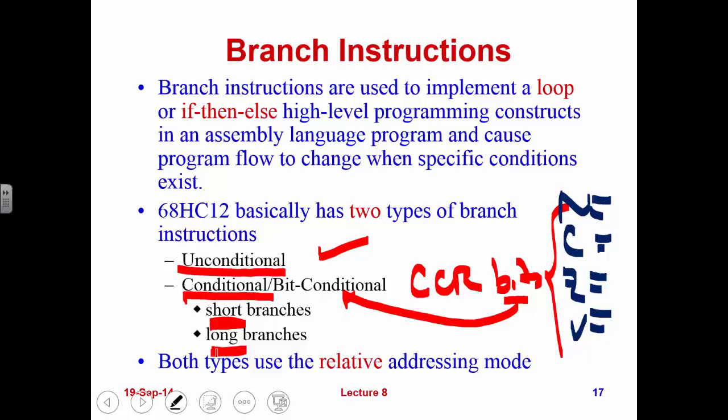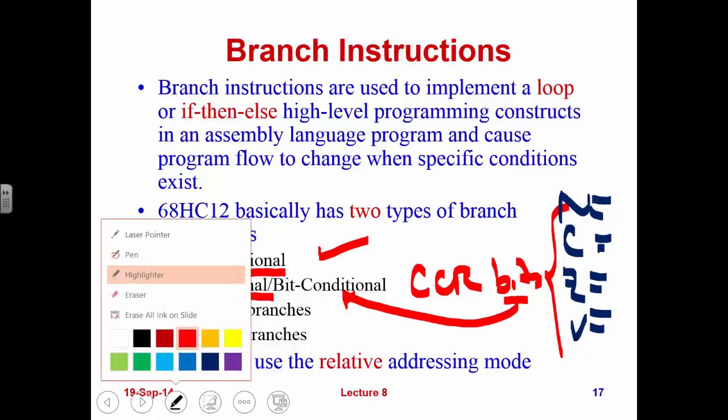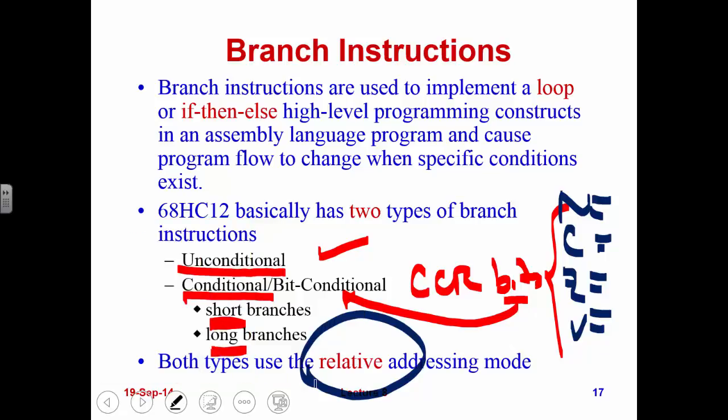No matter whether it's a short branch or long branch, all the branch instructions use the relative address mode. We didn't talk a lot about the relative address mode, but we mentioned something about it. When we say relative address mode, it means the operand of an instruction specifies a new location relatively away from here. We simply call it the offset value. So the operand will be an offset value.